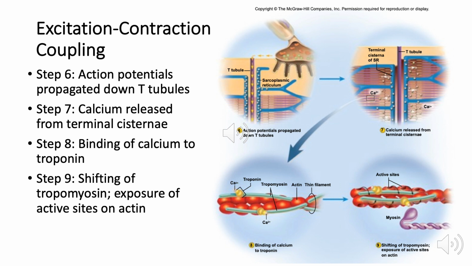The next 4 steps of the muscle contraction relaxation process are grouped together into a phase called excitation-contraction coupling. Excitation-contraction coupling refers to events that link action potentials on the sarcolemma to activation of the myofilaments, thereby preparing them to contract. Step 6 is action potentials propagated down T tubules. Step 7, calcium released from terminal cisternae. Step 8, binding of calcium to troponin. Step 9, shifting of tropomyosin, exposure of active sites on actin.